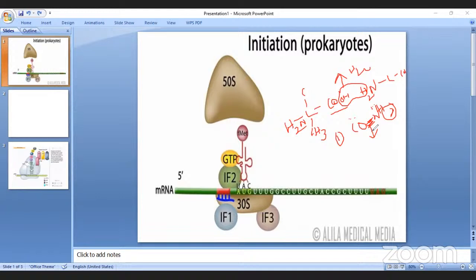Now the second stage is also completed. First stage, recruitment of tRNA, complete. Next, the bond formation between the second amino acid and the first amino acid is also completed. Okay, clear? Next, translocation.